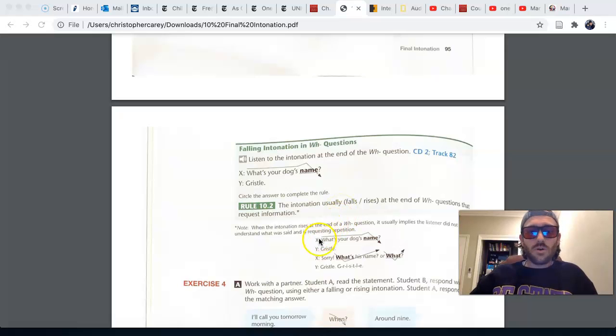So, for example, what's your dog's name? Gristle. Sorry, what's his name? Or what? Come again? Could you say that again, please? Right? We have rising intonation with those WH questions whenever we're trying to ask for clarification or have something repeated. So know the difference between those two.